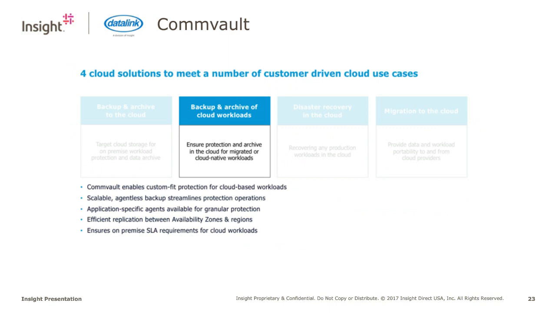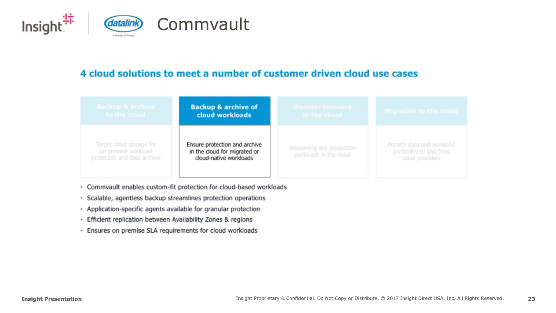As we look at using Commvault to back up and archive native cloud workloads, again, Commvault has custom fit protection for cloud-based workloads. We can run Commvault virtually inside of the major cloud providers today. We can still take advantage of the agentless backup for seamless data protection. We do have the application-specific agents still available to us, so if we need granular protection of very specific application workloads, that's still available if we're running Commvault natively inside of one of the cloud providers today.